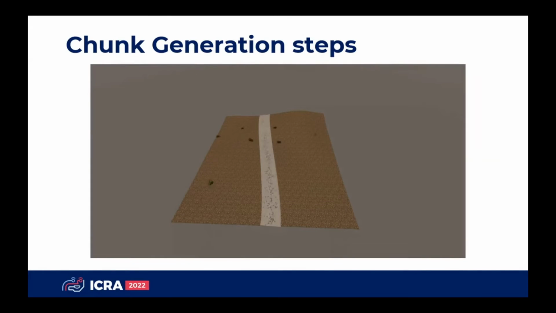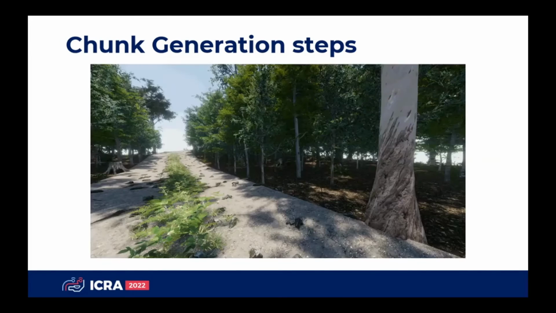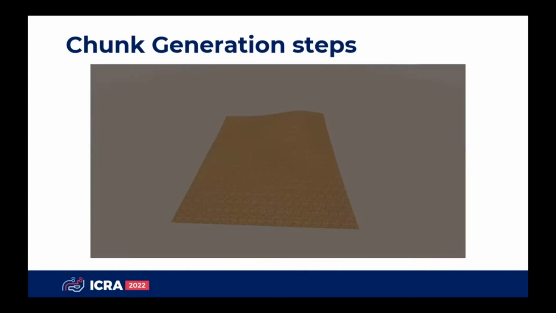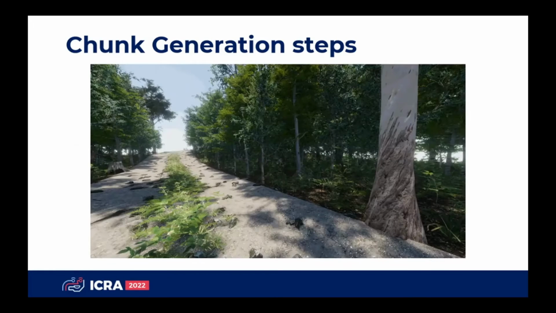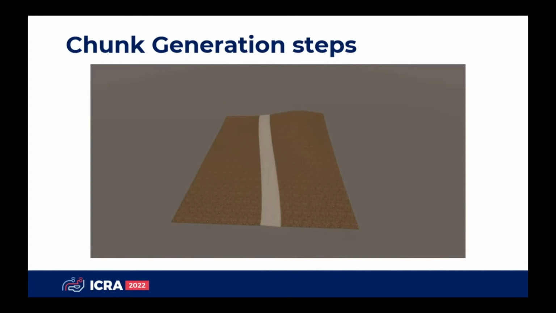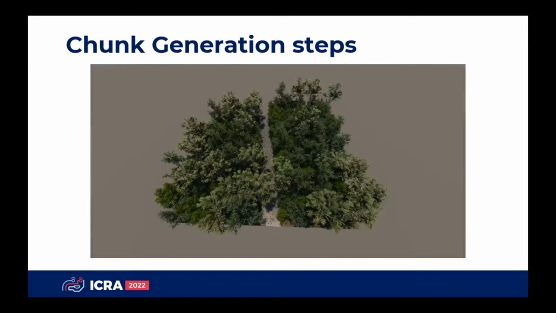So this is a kind of simulation of the things we are putting together, all the layers. So we start with the terrain, add the trail, then rocks, then the trees, and then beneath the trees, we put all the herbaceous plants or shrubbery, okay?